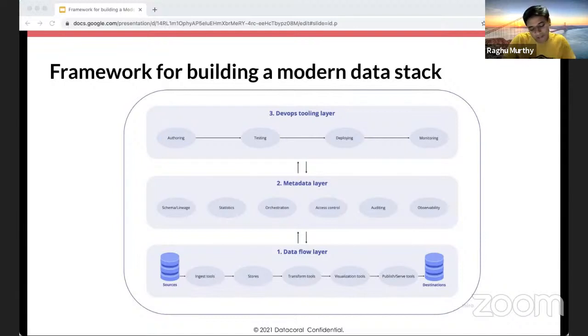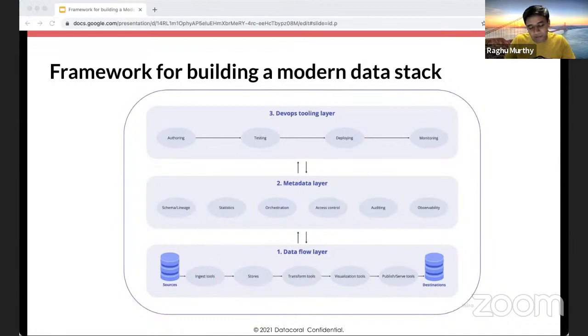Once the data has been transformed, and these transformation tools combine both the SQL-based transformations that are run inside of a data warehouse, as well as pretty complicated things like model building and maybe even inference calls, we put those into the transform component of the data flow layer.